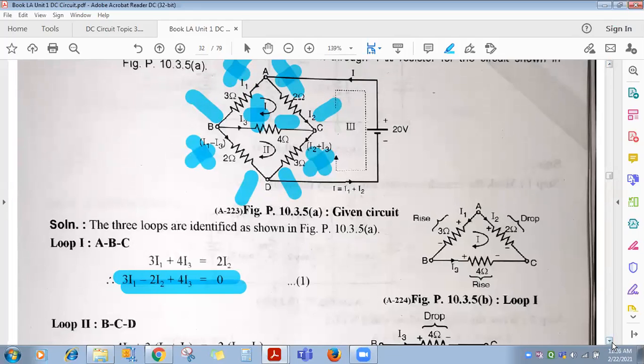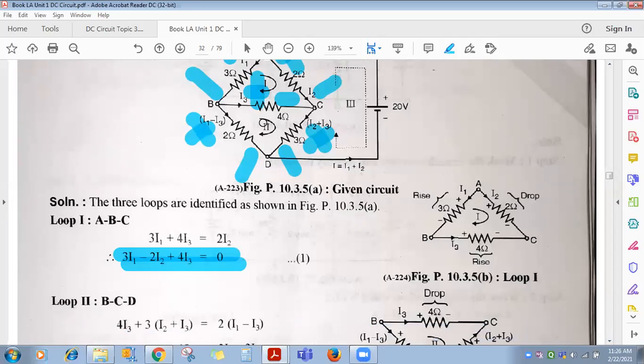Okay. Now observe the second loop. How are we moving in the second loop? In clockwise direction. So while moving clockwise, what about the 4 ohm? Current flowing through it is I3. So will 4 times I3 be positive or negative? Negative, because we are moving from higher to lower. So minus 4 times I3.